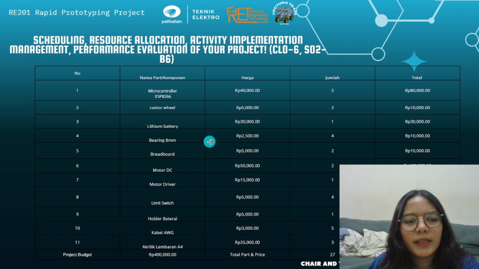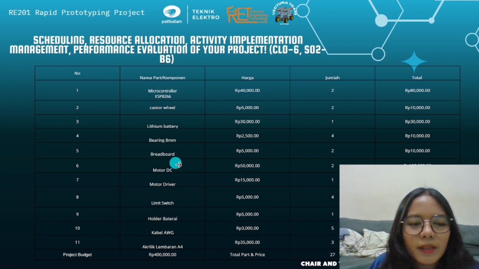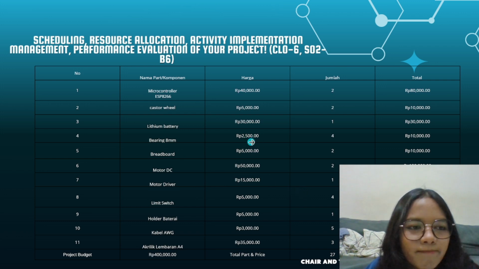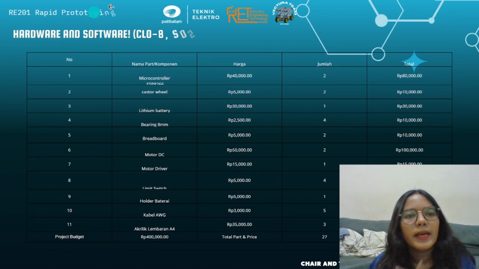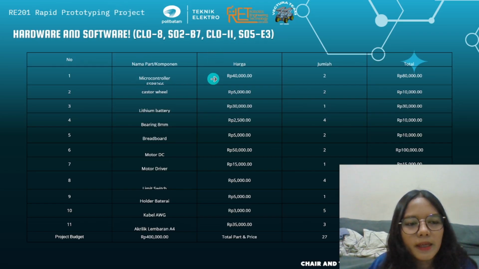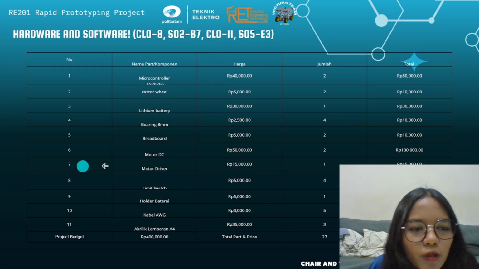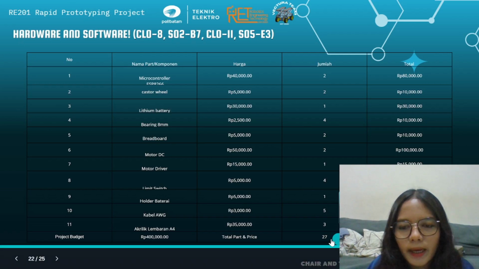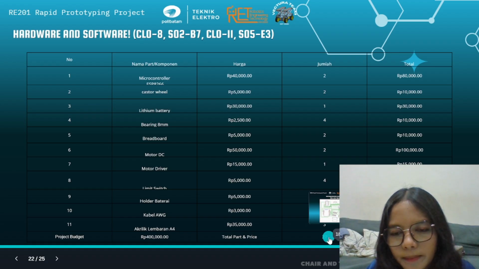The total budget is 400,000 rupiah and the total items are 27 units. Hardware and software are the same. The total budget is 400,000 rupiah and the total items are 27 units.